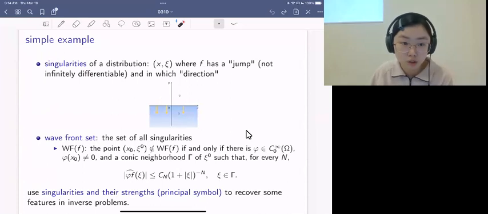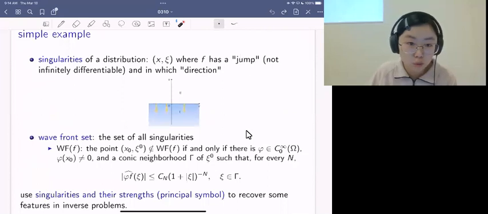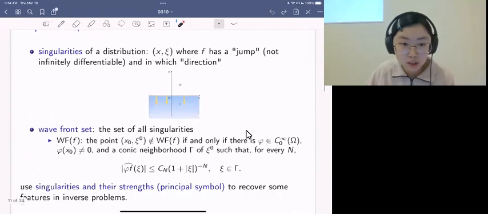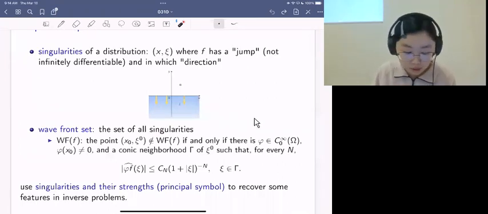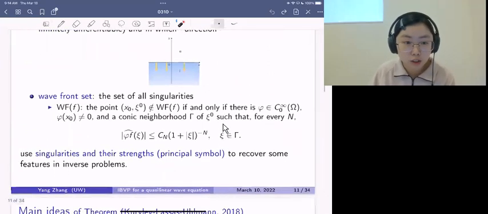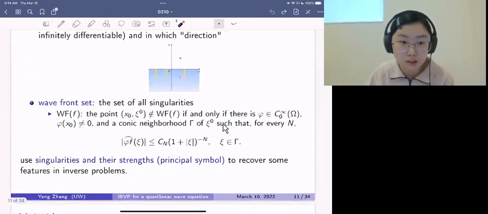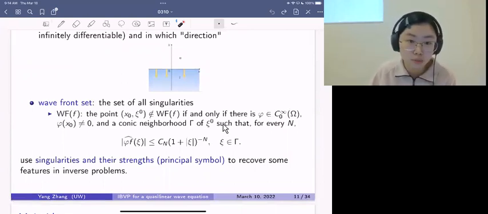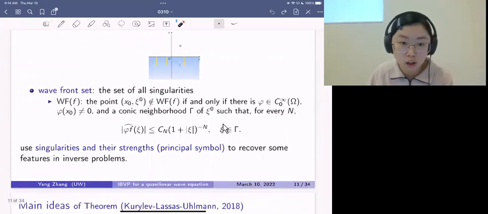This Heaviside function is one example of a conormal distribution, which is a distribution whose singularities are contained in a conormal bundle. Mathematically, we can use the Fourier transform to define the singularities, and the set of all singularities is contained in the wavefront set. In the following, we are going to use singularities and their strengths to recover some features in inverse problems. The strengths of the singularities can be described by the principal symbol of a conormal distribution or a Lagrangian distribution.